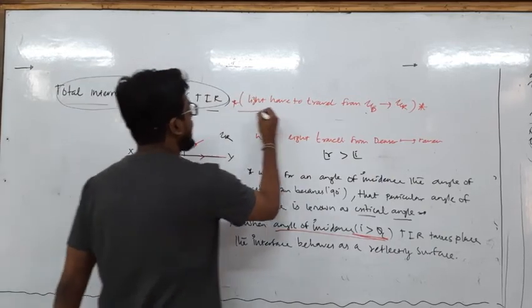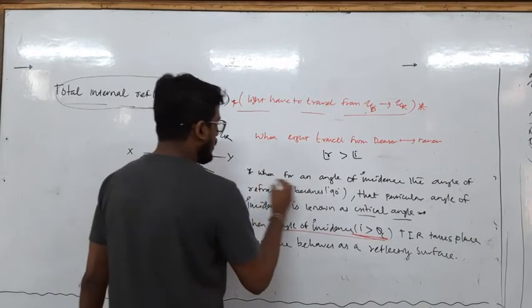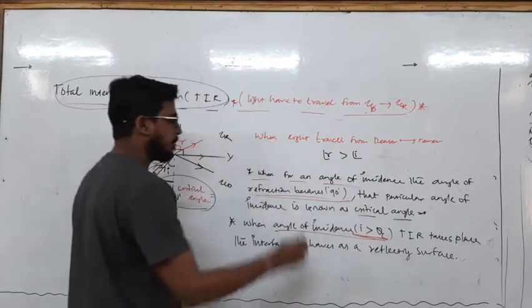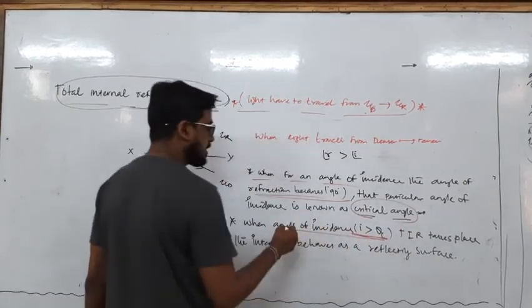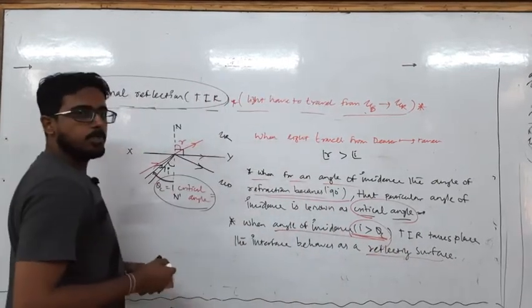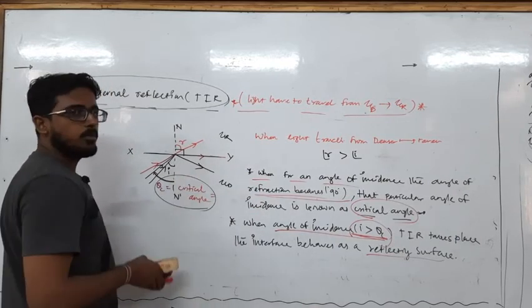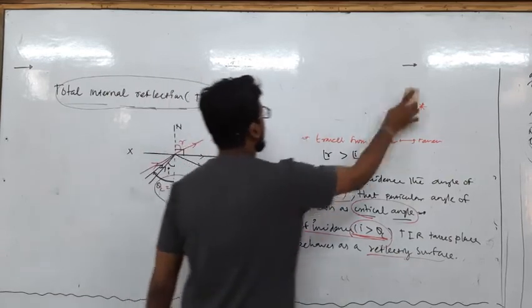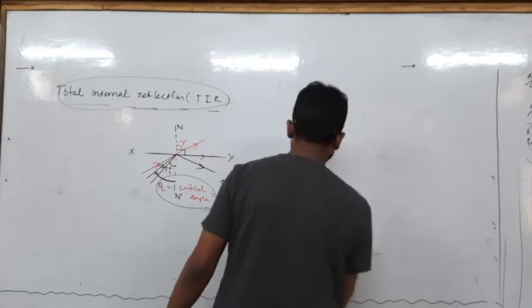First of all, light has to travel from a denser to a rarer medium. Clear? Second, for a particular angle, the refracted ray becomes 90 degrees, or the angle of refraction becomes 90 degrees, which is known as the critical angle. And if the angle of incidence increases further, the interface will behave as a reflecting surface and the light comes back to the same medium, which is known as total internal reflection. So what is the value of the critical angle for any two given mediums?